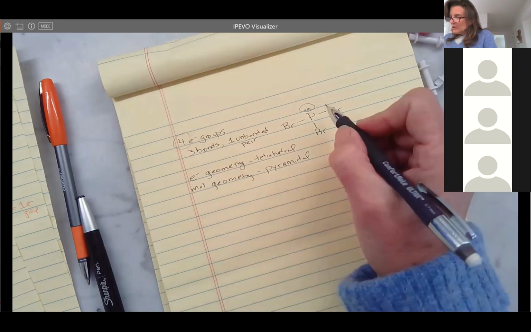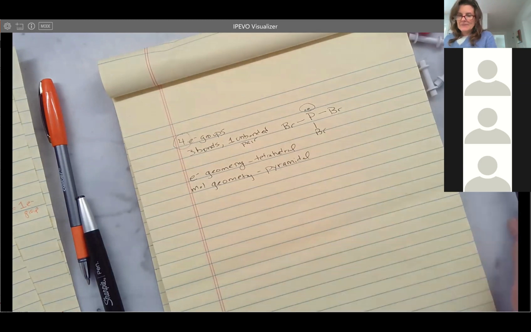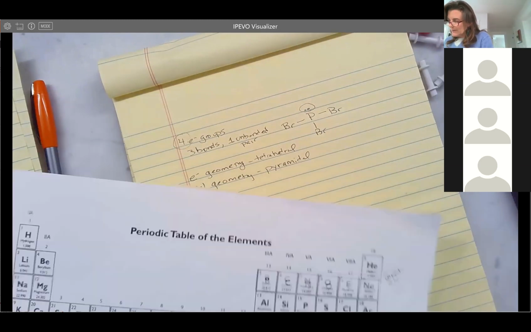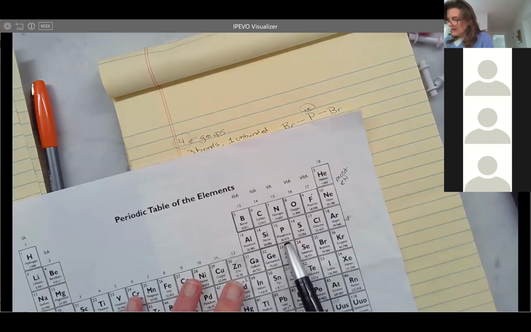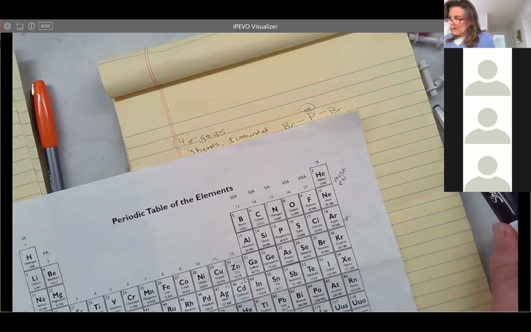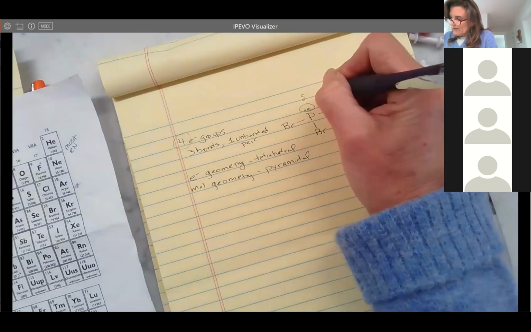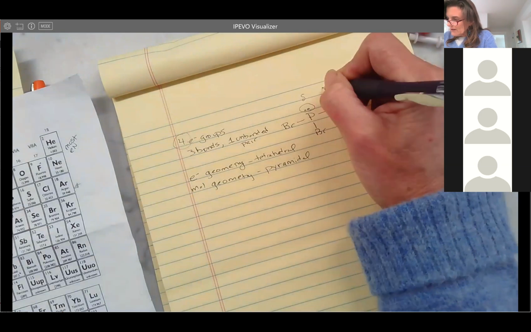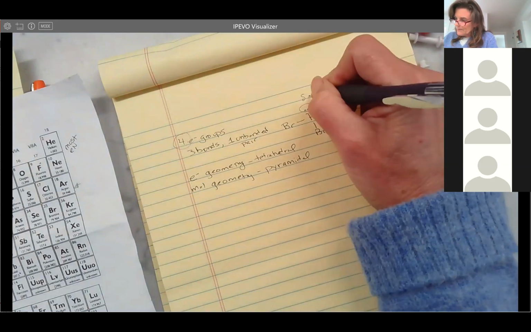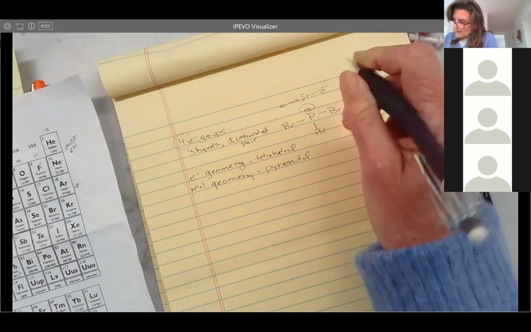Do we have polar bonds in this molecule? Yes. Yeah, because if we look at the periodic table, here's phosphorus, here's bromine. They're not the same. Bromine's more to the right. So we're gonna say that it's partial positive on the phosphorus, partial negative on the bromine. And so there are polar bonds.